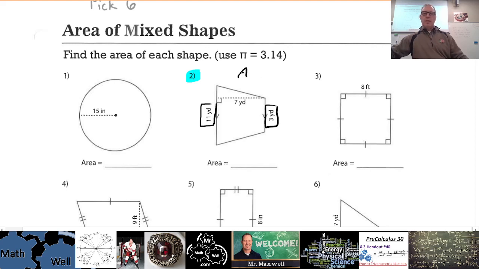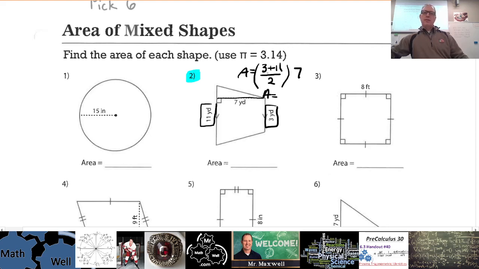So the area here, I'll just do it up here, would be 3 plus 11. Don't multiply them, but you have to add them. 3 plus 11 divided by 2. So we're technically finding the average of those two sides, and we're multiplying it by the height, and that would be the distance connecting those two sides, forming a 90 degree. So times 7.